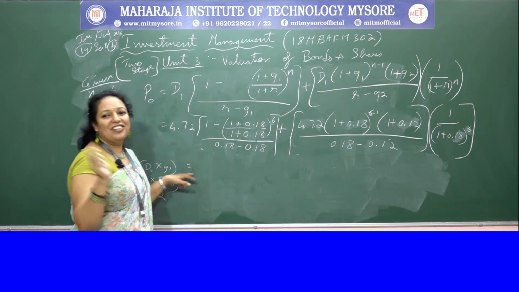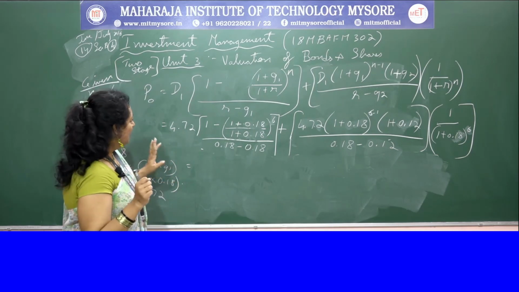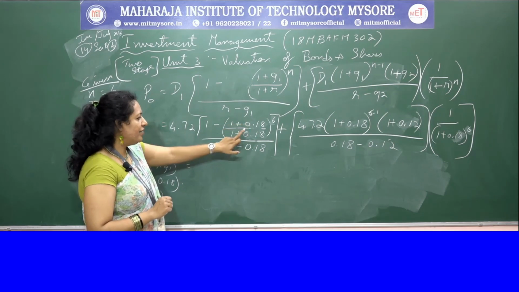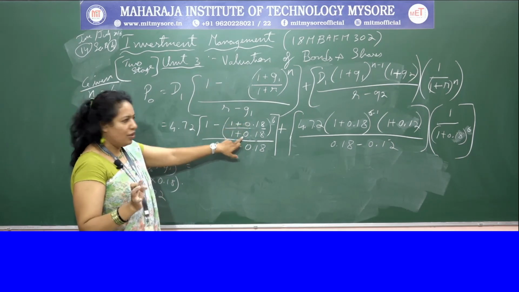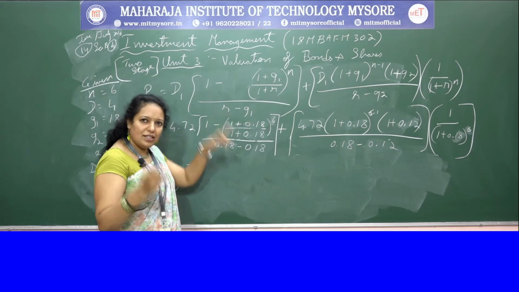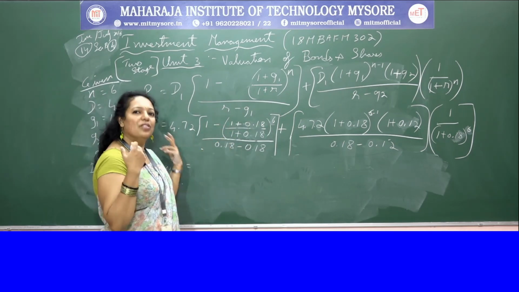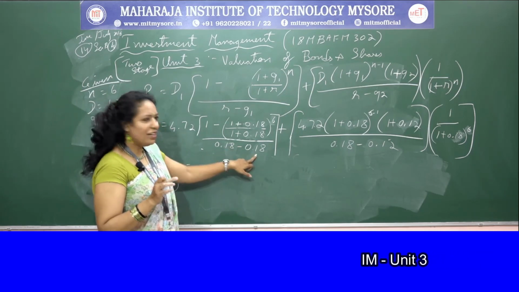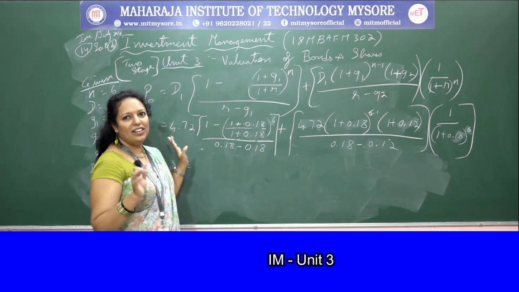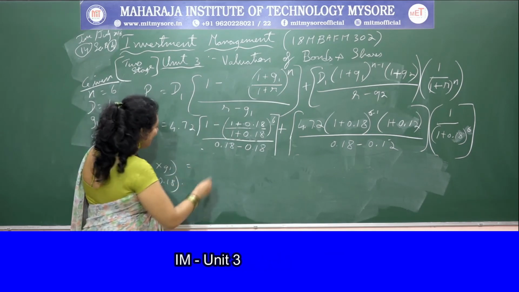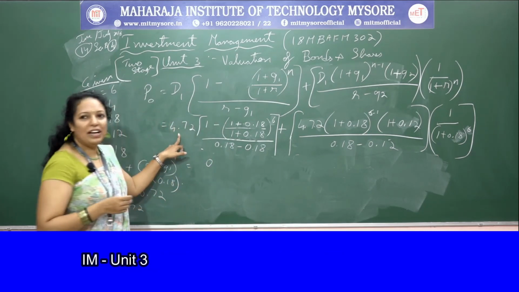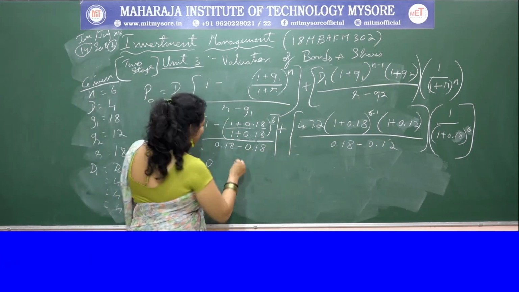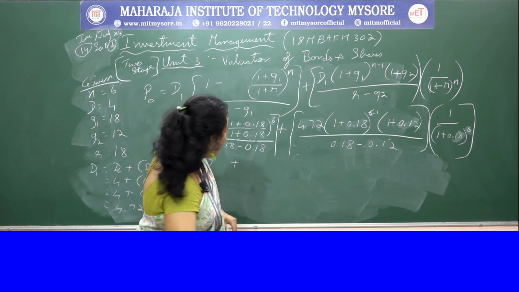Here one thing you can see is that as it is common, 1.18 divided by 1.18 is 1, and 1 to the power of 6 is 1. 1 minus 1 is 0, and divided by 18 minus 18, 0. So overall, this part is 0. So anything multiplied with 0 is 0. So you need to calculate only this. So let's calculate this.